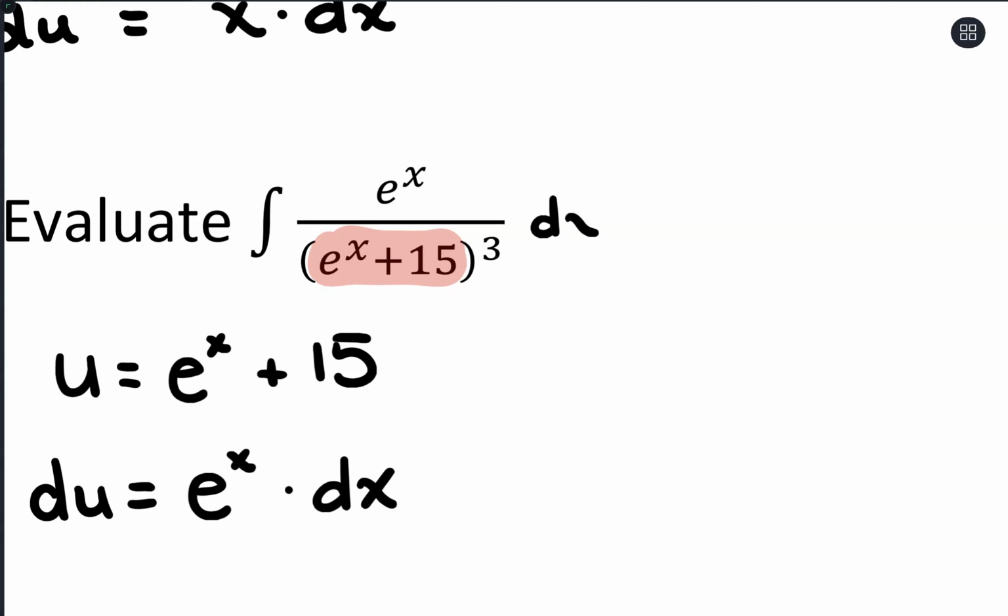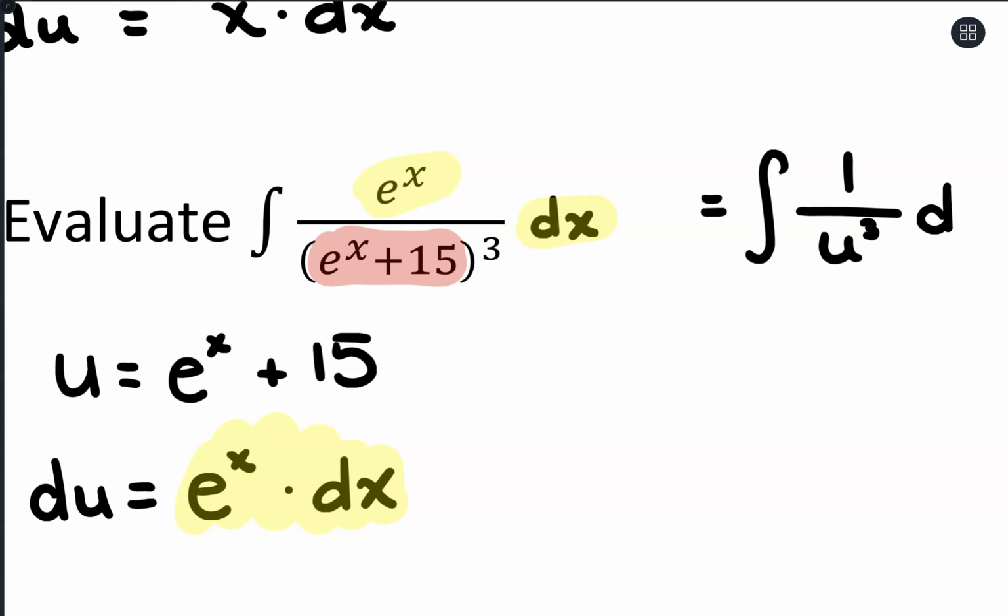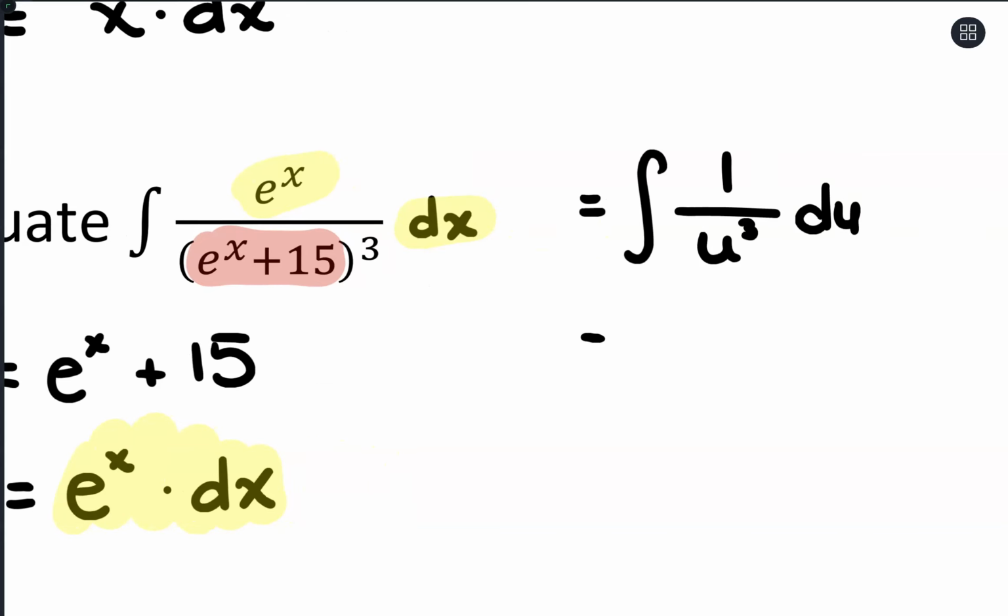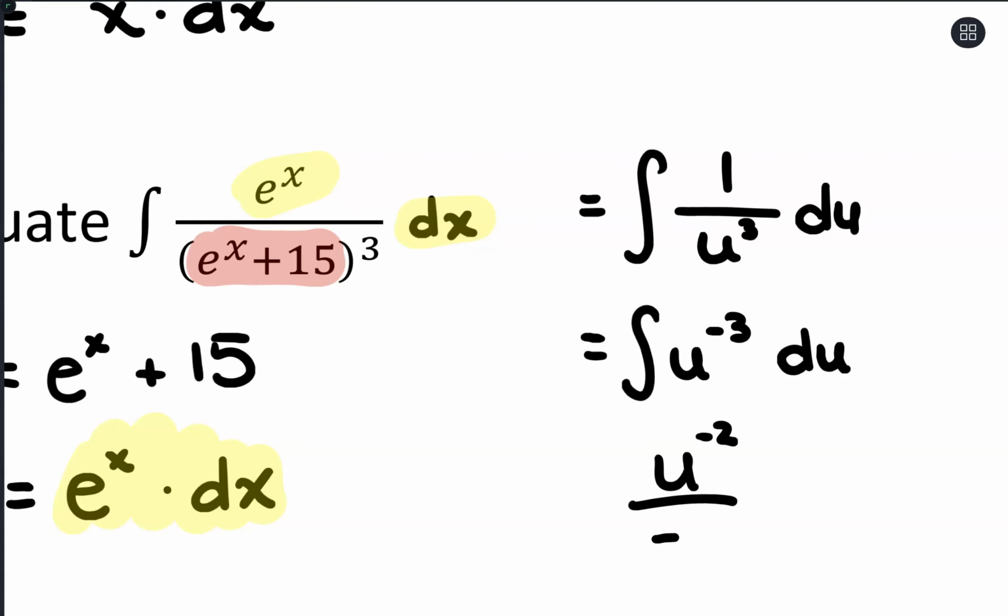I did leave off that dx for that antiderivative there. Okay, so e to the x plus 15, we can make that substitution. We're taking the antiderivative of u to the third power in the denominator, and then e to the x dx is a perfect substitution for just du. So we're just going to have a 1 in the numerator and then du at the end. So we're taking the antiderivative of u to the negative 3 du. So we're going to have u to the negative 2 divided by negative 2 plus c.